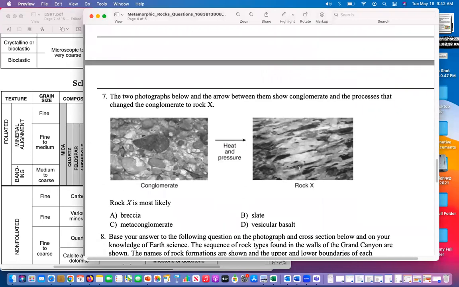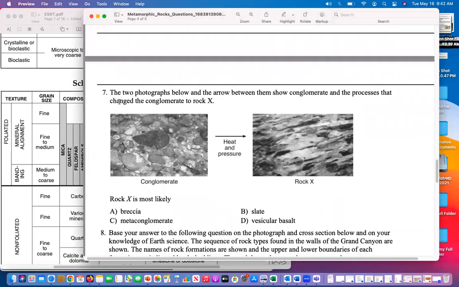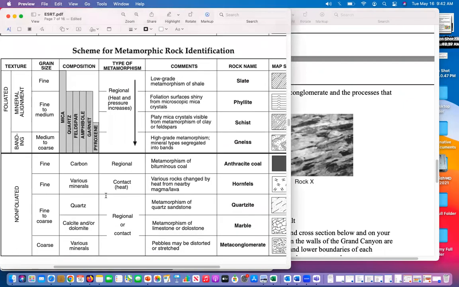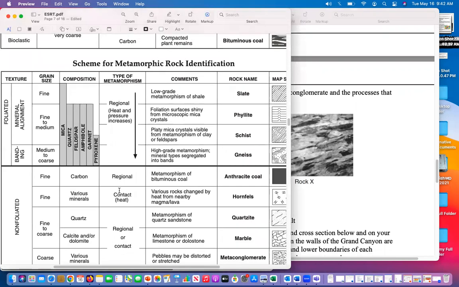All right. Number 7. It says the two photographs below and the arrow between them show conglomerate and the process that changed it from conglomerate to rock X. Rock X is most likely what? All right. So I know the original rock was conglomerate, right? The original rock was conglomerate.